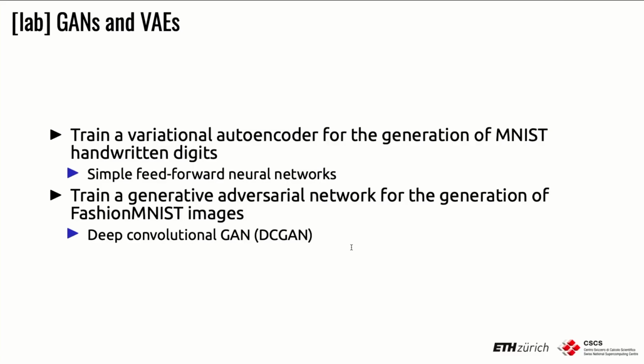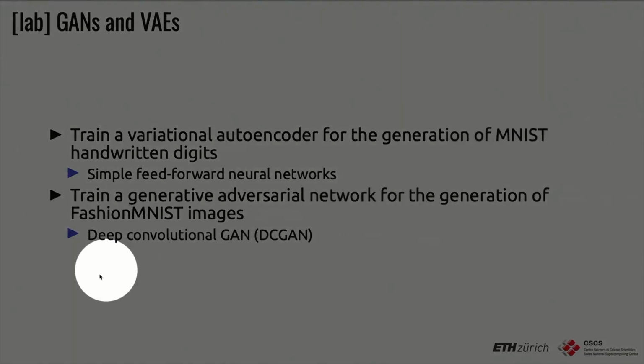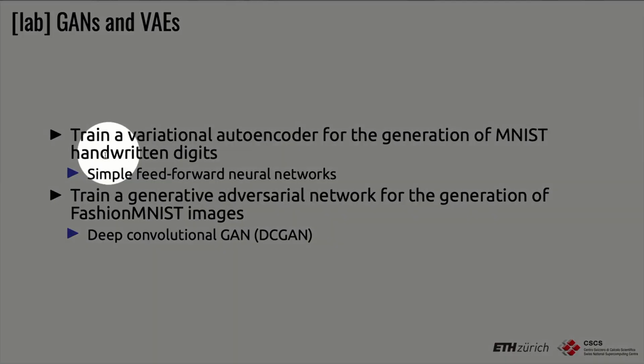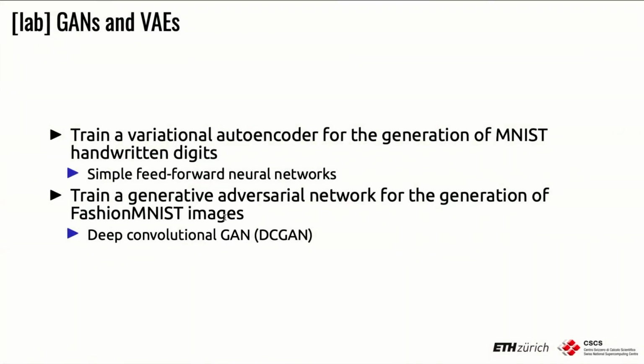And for the lab of this part, essentially what you can do is to train a variational autoencoder to generate MNIST handwritten digits. And then there is also one for GAN, where you can train a GAN to generate Fashion MNIST images. That is essentially the equivalent of MNIST, but instead of numbers, you have some clothes.